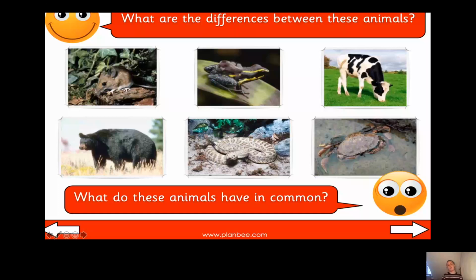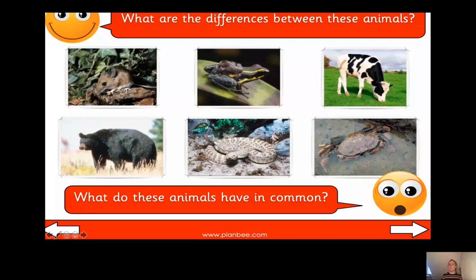Now, I also thought of a different way in which these animals are different. I also thought about what they eat. So, for example, the bear is an omnivore. It eats both meat and plants. But then you have the snake, who is a carnivore, so it eats meat. And you have the cow, who is a herbivore. It only eats plants. So therefore, we've thought of two different ways in which these animals are different, based on what group of animals they belong to and based on what they eat.